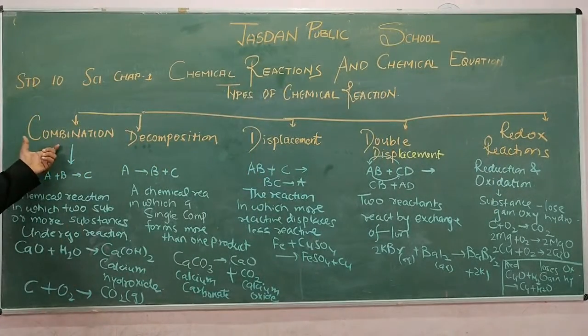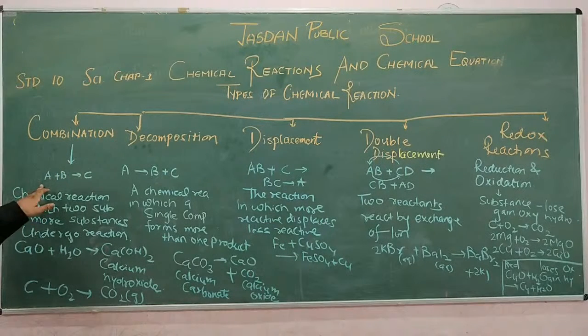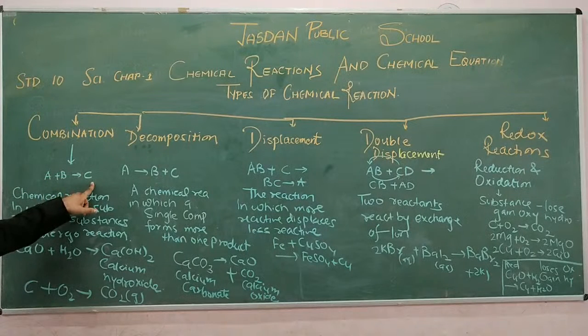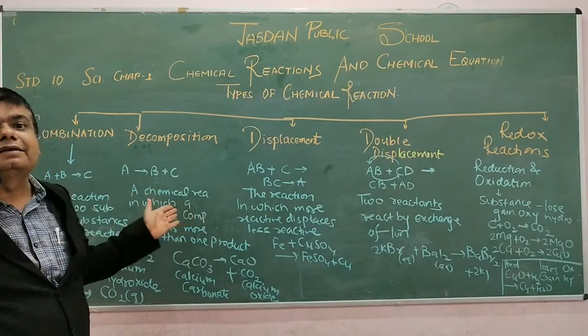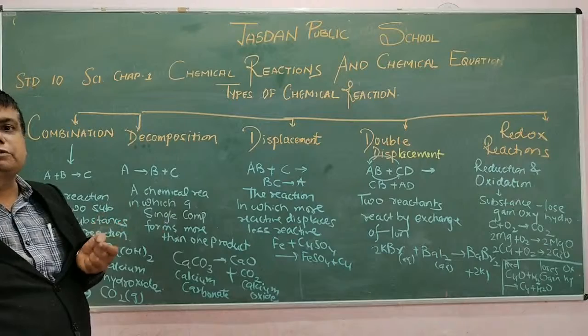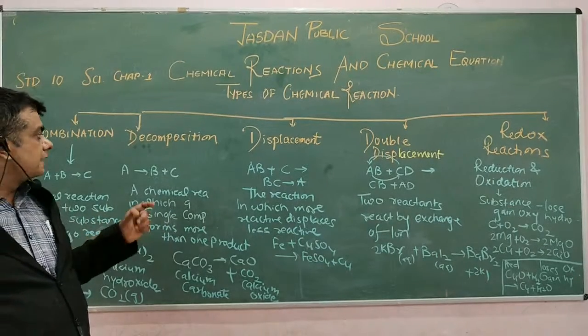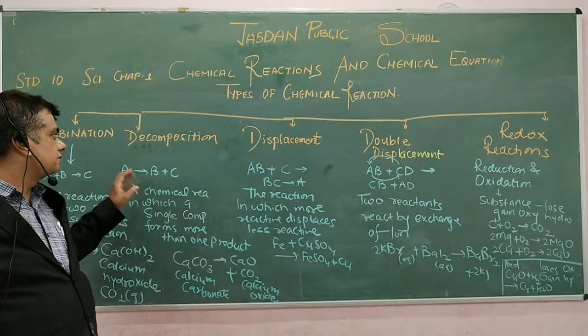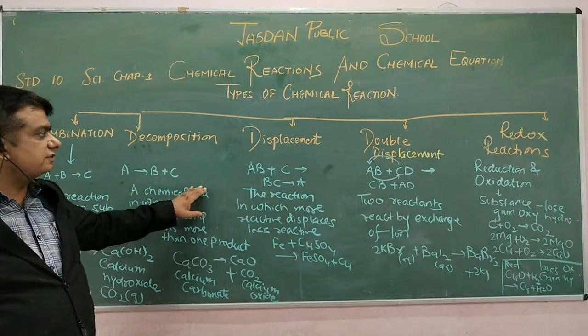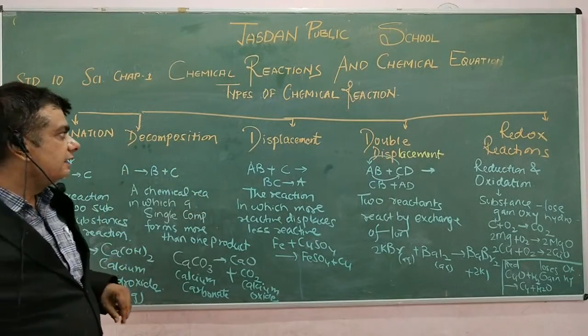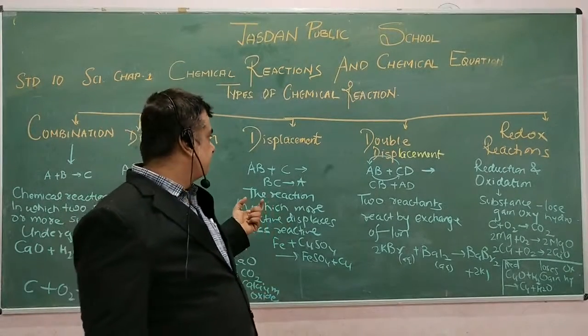Now the combination reaction: the name suggests combine. If any reactants combine and give a new product, it is known as a combination reaction. Decomposition reaction means splitting. You might have seen the decomposition of organic manure. Similarly, splitting is decomposition, meaning from one product you are getting two, a bifurcation. So that is decomposition. Then displacement. How can we know?